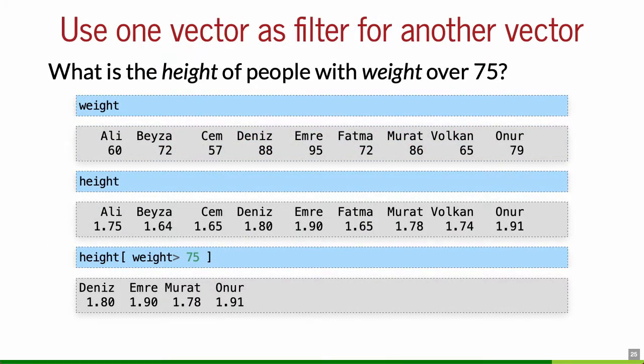Now we can do the same trick as before, and we use one vector as a filter of a second vector. We take weight, we compare with 75, some of them are going to be true, some of them are going to be false, and we use that as an index of a second vector. Since height and weight have the same length, we can do this. Remember, logic vectors must have the same length as the vector they are indexing.